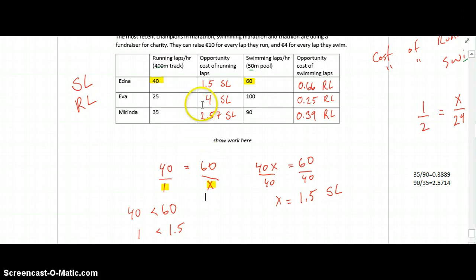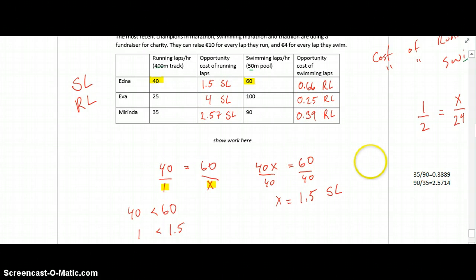And then also, we can see when we look at our three numbers here that Edna's the biggest, Miranda's next, and then Ava's the least. Well, this should reflect that same pattern. So Edna's the biggest and has the lowest opportunity cost, Ava's the smallest and has the highest opportunity cost, and Miranda's in the middle and her opportunity cost is in the middle. And you see those same patterns are reflected over here in the other column.